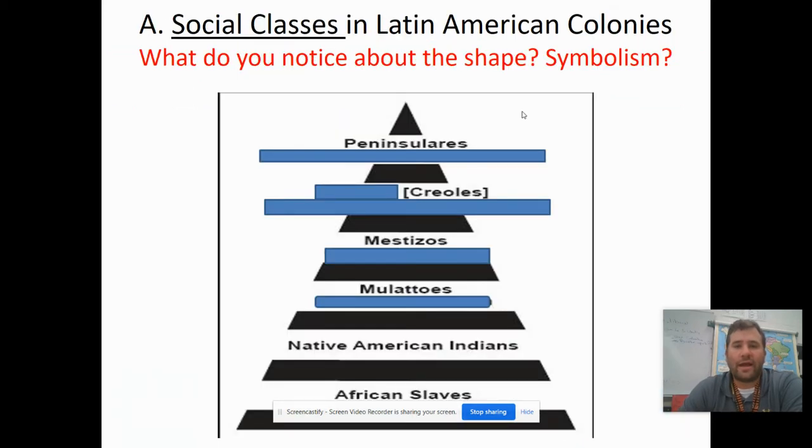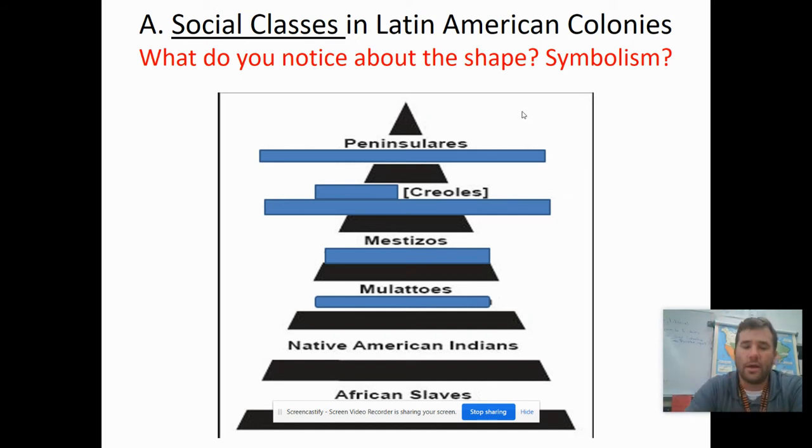Now, to really understand Latin America, you got to know the social classes, all right? And if you notice the shape, this is the same shape that is on the guided notes handout that you can look at. It is a triangle, okay, or a pyramid shape. And part of the reason it is a pyramid shape, the symbolism is, of course, at the top, there are very few people. And those people have a lot of power. They're high up. Get it?